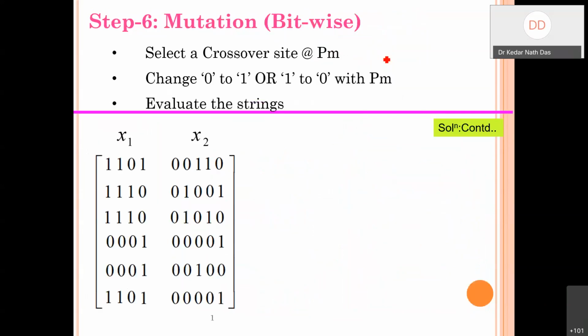Now, after getting that string, yes. Sir, how to decide that PC value?